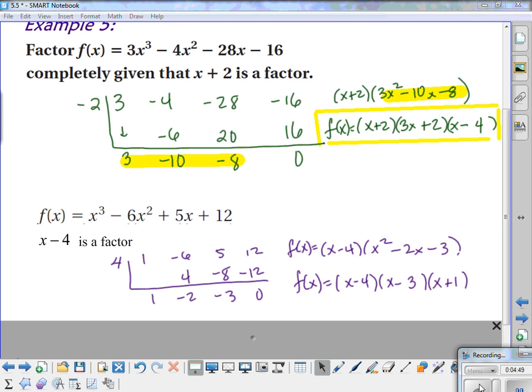All right, so the final answer then would be that f of x is equal to x minus 4 times x minus 3 times x plus 1. Any questions on that? Are we comfortable with that?